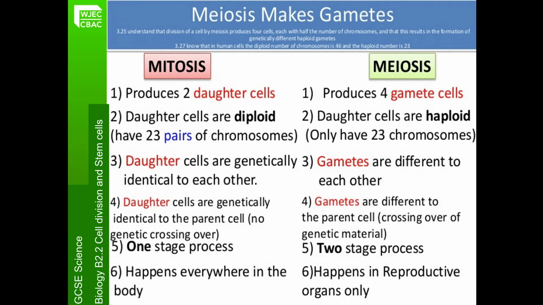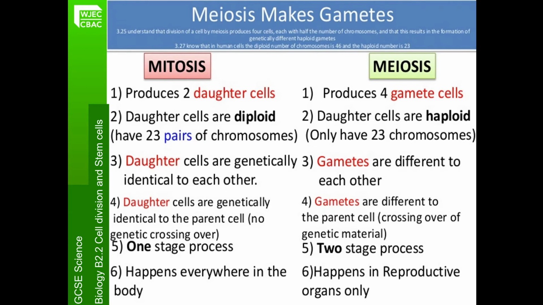The daughter cells in mitosis for growth and repair are always diploid. So in a human, they would have 23 pairs of chromosomes or 46, which is the diploid number. Whereas in meiosis in a human, the daughter cells have only 23 chromosomes. They are haploid. That's the haploid number. Daughter cells are genetically identical to one another in mitosis, whereas in meiosis, the daughter cells, the gametes, are all genetically different to mix up that DNA and help with variety and variation.